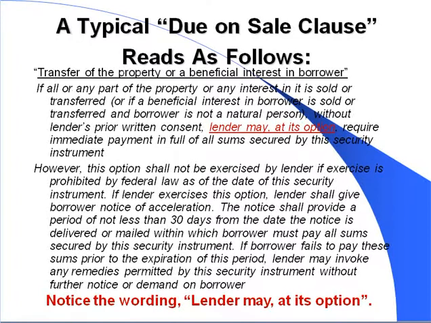Second part. However, this option should not be exercised by lender if exercise is prohibited by federal law as of the date of the security instrument. If lender exercises this option, lender shall give borrower notice of acceleration. The notice shall provide a period of no less than 30 days.